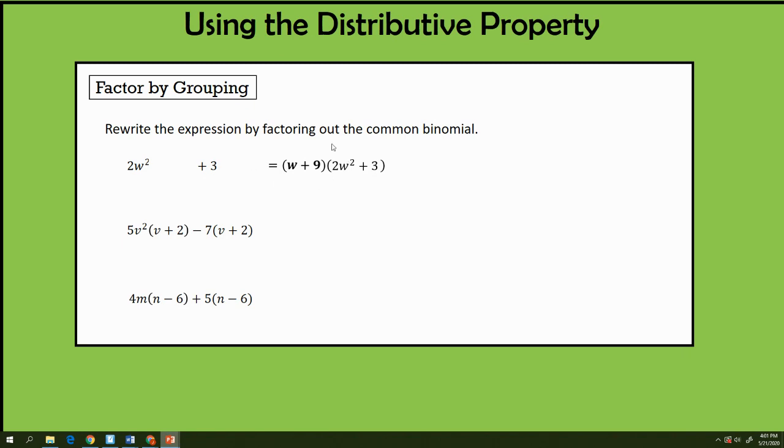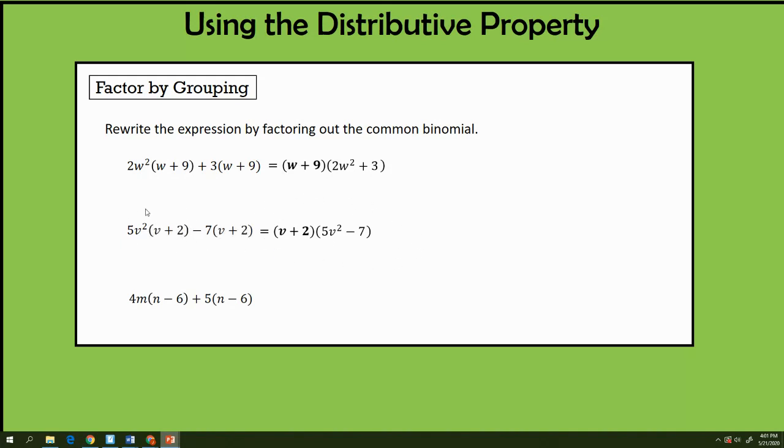Okay, so let's do another one. I'm going to bring that back just so you can see it. We're going to count this as two terms. This 5v squared times v plus 2, that's my first term. That's a product right there. 7 times v plus 2, that's my second term. That's a product right there. What do these two have in common? Well, they have the binomial v plus 2 as a product in each of them. So we're going to factor that v plus 2 out. We're going to take the binomial out of both of those and then multiply it by what remains after I factor it out, which is 5v squared minus 7. And that's considered a factored answer.